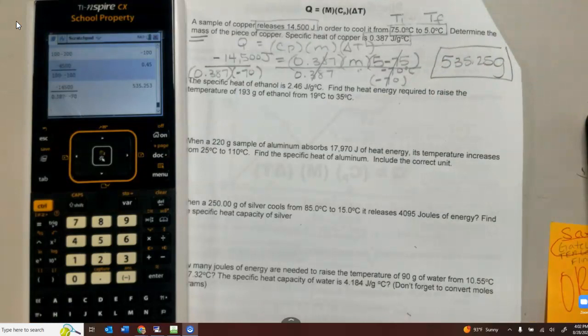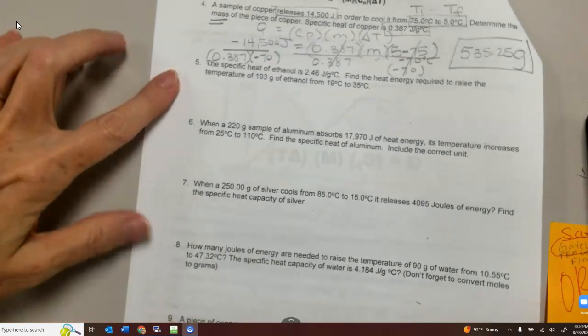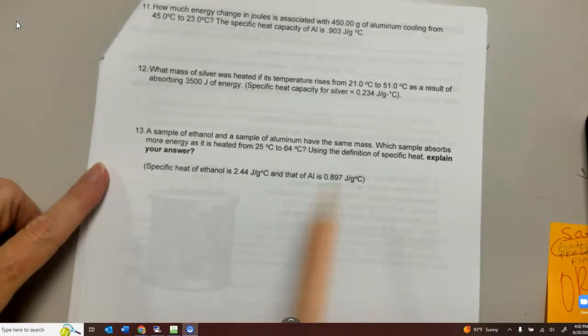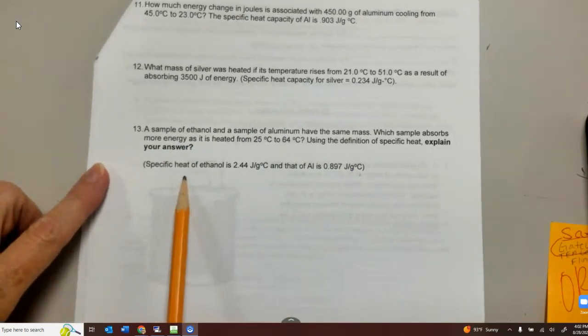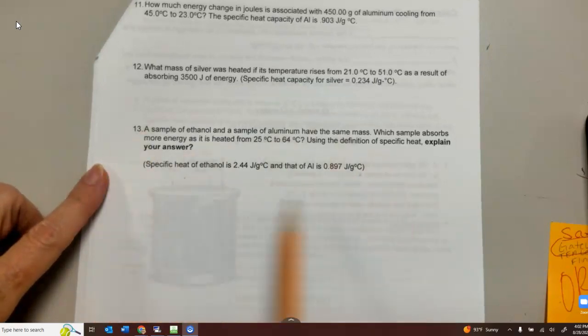Okay, so I've given you examples of every type that you're going to see on here. So I need you to complete 5 through 13. 13 you don't have to solve, just explain. Give me an explanation about this. If you have any questions, let me know.